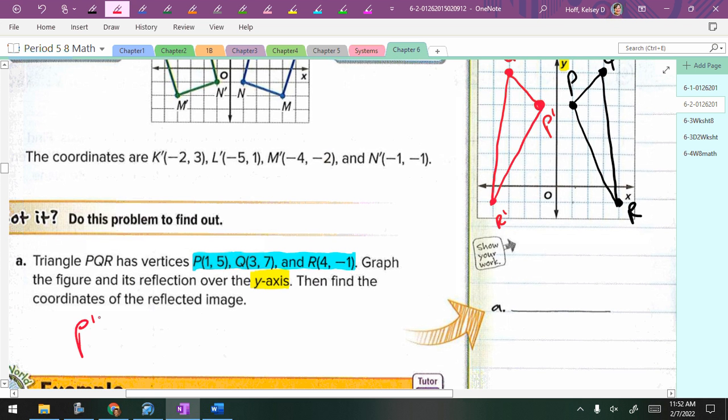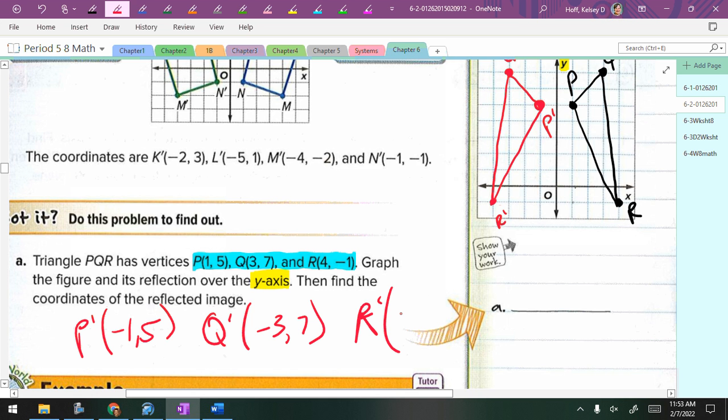Okay. What are the coordinates of P prime? Negative 1, 5. I like it. Q prime. Negative 3, 7. Good work. R prime. Say it again. Excellent job. Negative 4, negative 1.